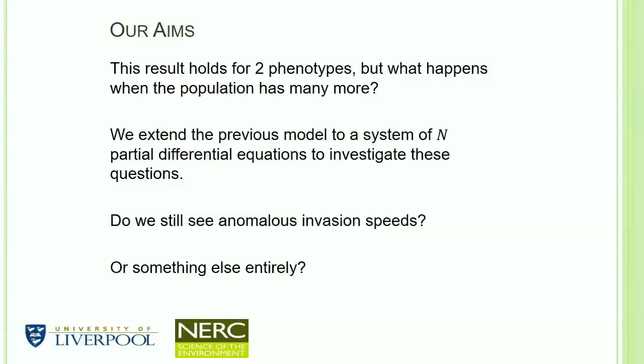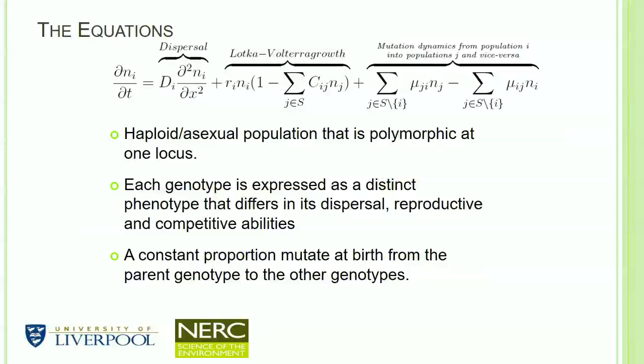So we extended this using partial differential equations. Here we have the first equation of the day, and it's the only one. For those who aren't familiar with partial differential equations, this is the population change in time. I here would be the particular phenotype that you were interested in. Here we have the dispersal, a local-in-space growth term. So this is just diffusive. R here is our intrinsic rate of growth, and C here is our competition terms between phenotypes. And coming at the end here is our mutation dynamics.